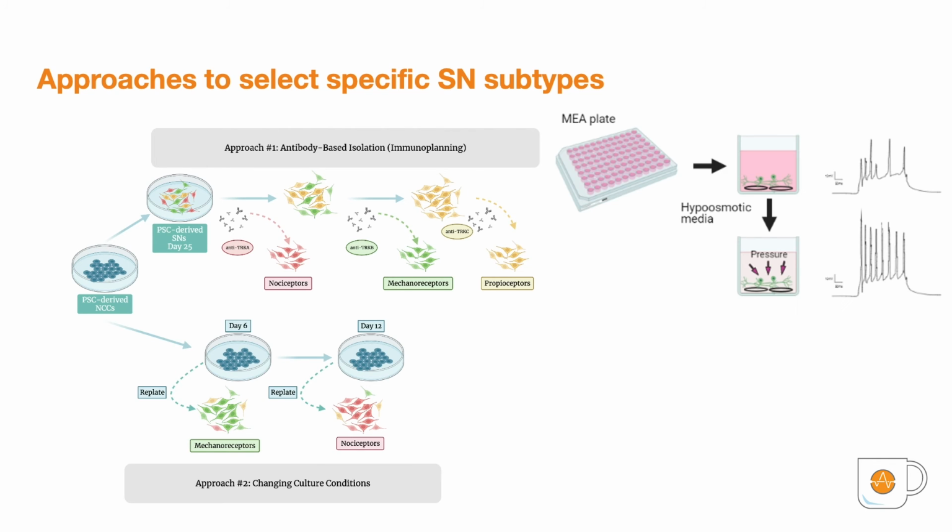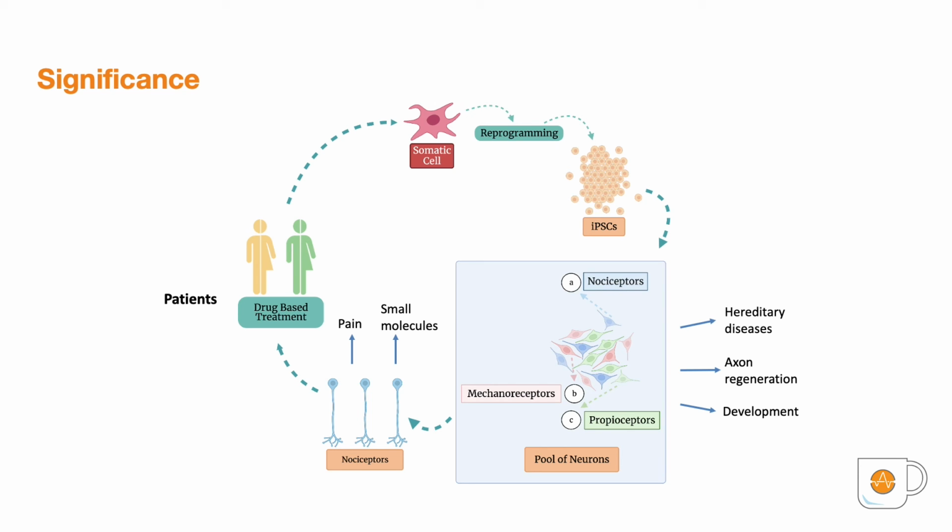We tested the functionality using the Axion Maestro Pro. We plated the mechanoreceptors in the MEA plates and measured their firing rate under normal conditions. We then incubated the sensory neurons in hyposmotic media, which would induce pressure to the sensory neurons, mimicking touch, and measure the firing rate. As you can see, hyposmotic media significantly increased the firing rate, suggesting that the mechanoreceptors are functionally active.